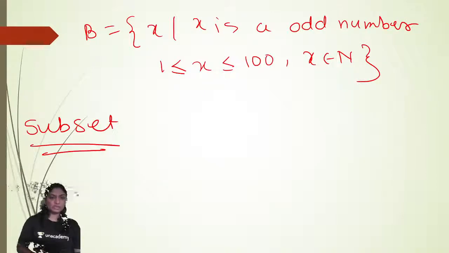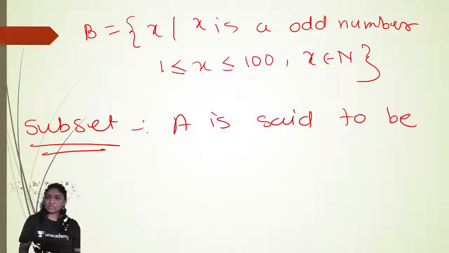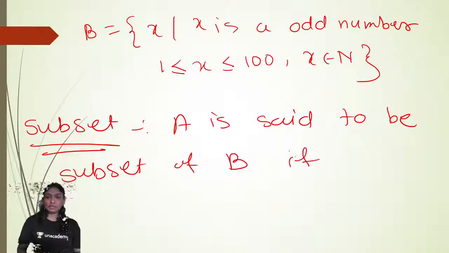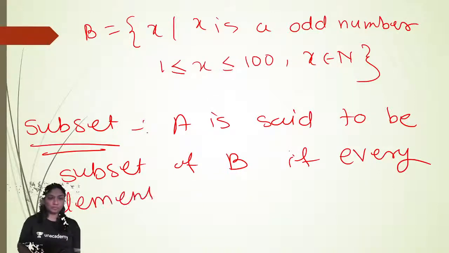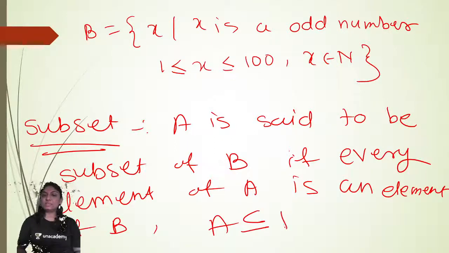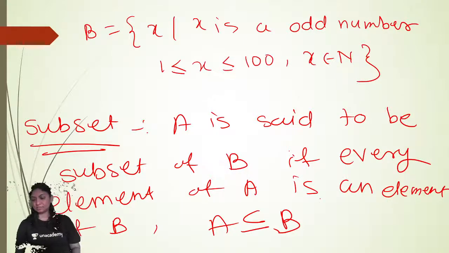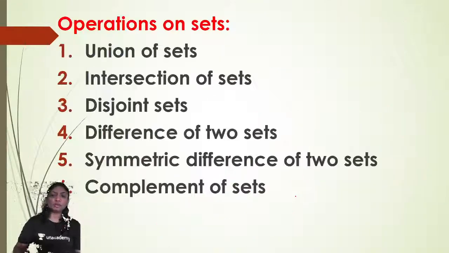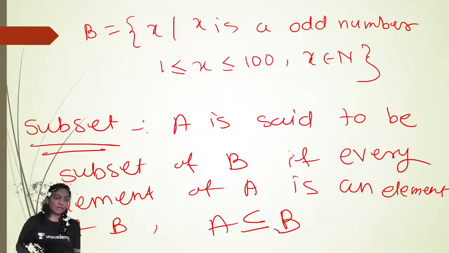Subset. What do you mean by subset? A is said to be a subset of B if every element of A is an element of B. Then we say that A is a subset of B. Every element of A must be in B, only then can we say that A is a subset of B.